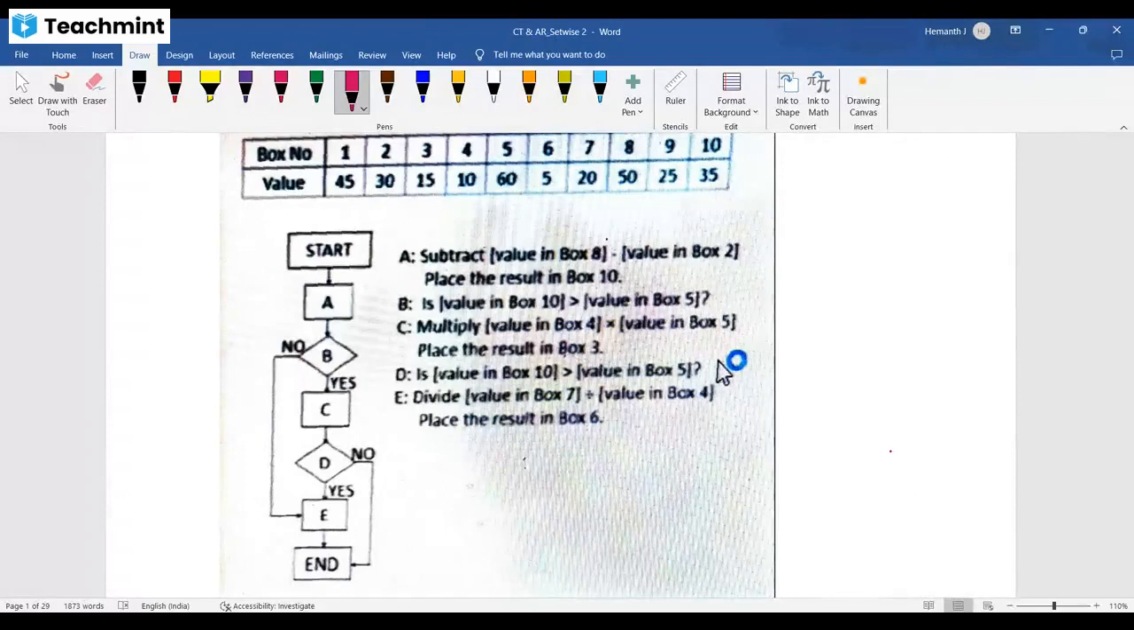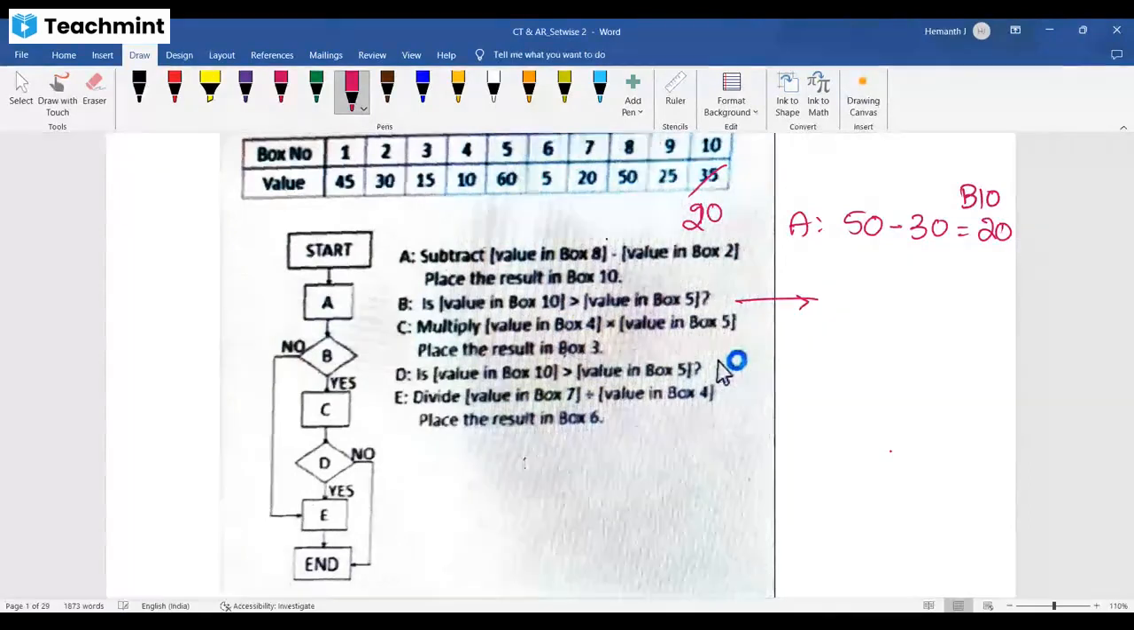Box 8 is 50. A step. Box 8 is 50, value in box 2 is 30. 50 minus 30 is 20. Box 10 is updated to 20. Then, is the value in box 10 greater than the value in box 5?